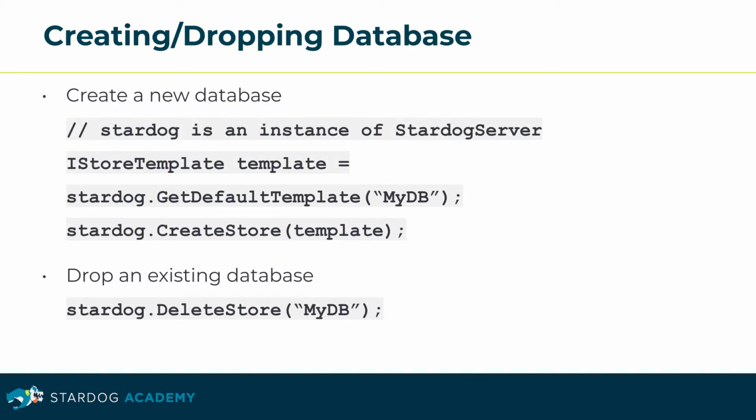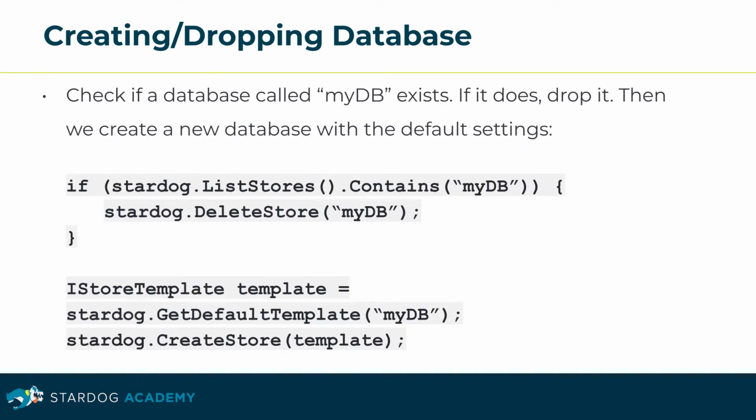To create a database, we call the GetDefaultTemplate method of the StardogServer class, passing it the name of the database we want to create, and then we pass that template to the CreateStore method. To drop an existing database, we call the DeleteStore method, passing it the name of the database we want to delete. In this example, we want to check if a database called MyDB exists. If it does, drop it. Then we create a new database with the same name and the default settings.